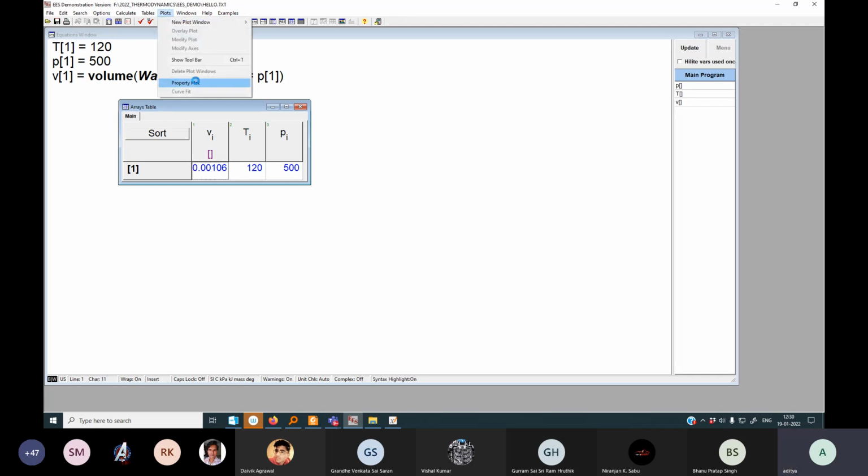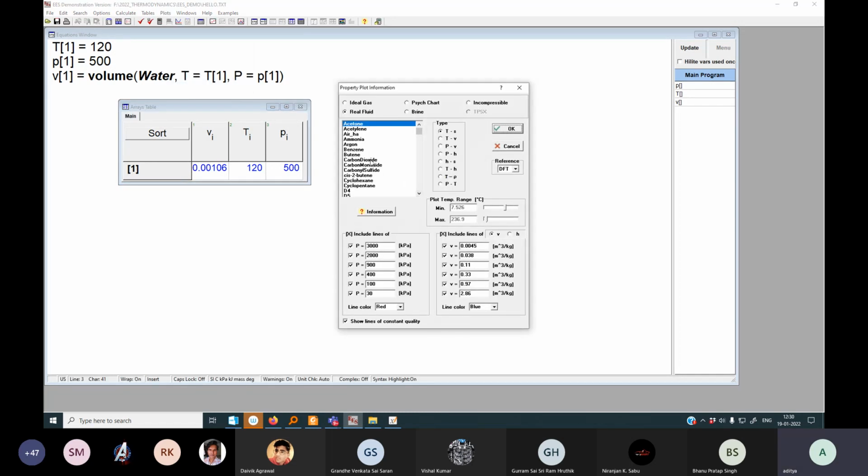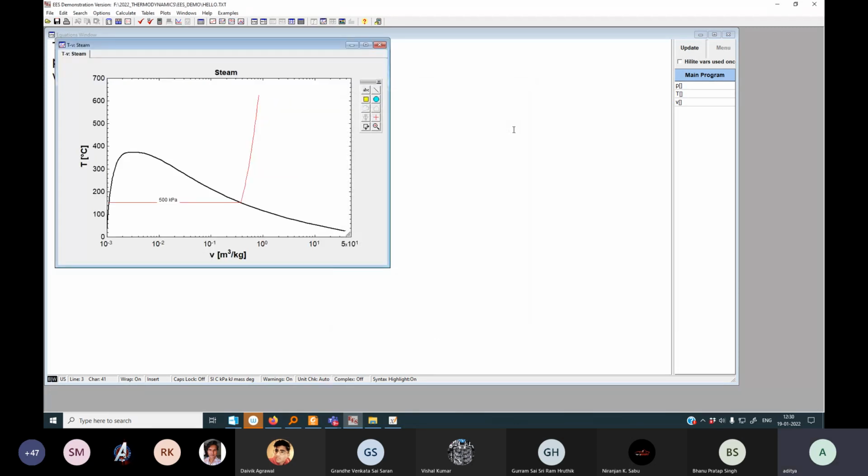So let us go to plot. We will do the property plot. In the property plot, we will first choose the liquid. So we will say steam, and then we will choose the TV diagram. Then we will not include any of the constant quality lines, isentropic lines, nothing. We just want a pressure of 500 kilopascal. So let's click on OK.